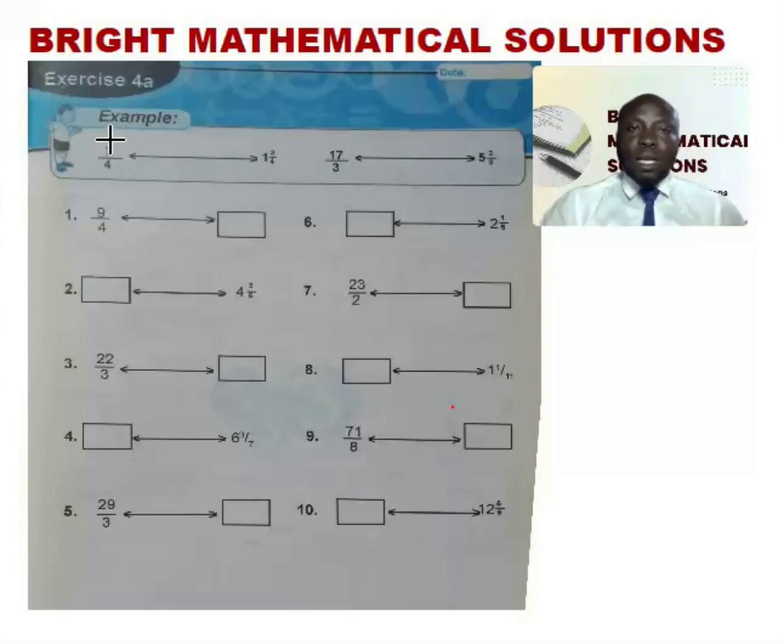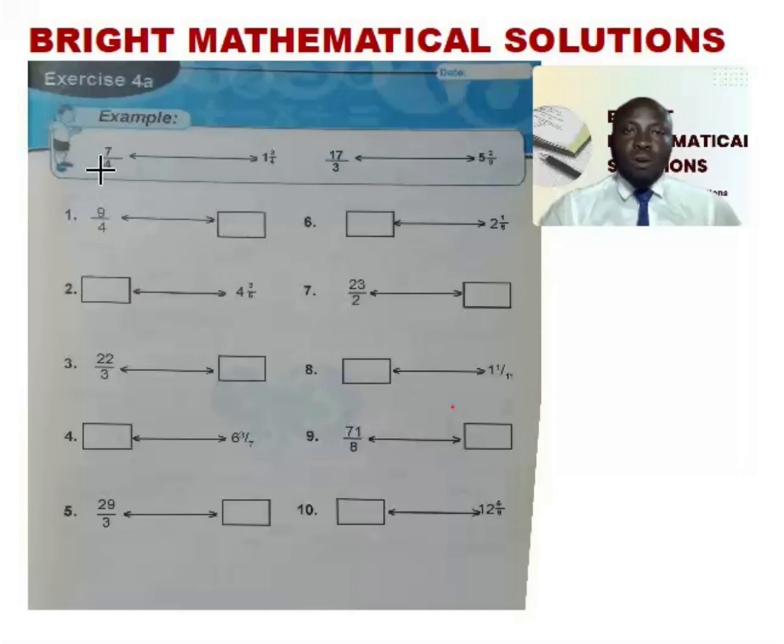The operation here is from improper fraction to mixed fraction. Improper fraction to mixed fraction. So why is this improper? The number at the numerator is bigger than the one at the denominator. We have 7/4. So how do we convert from improper fraction to mixed fraction?